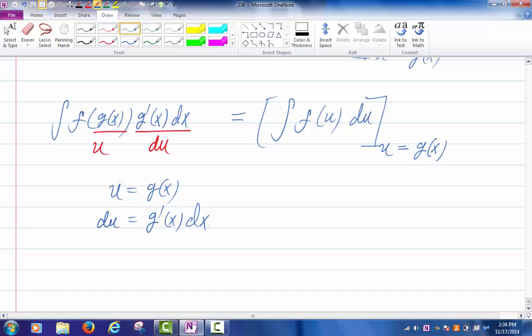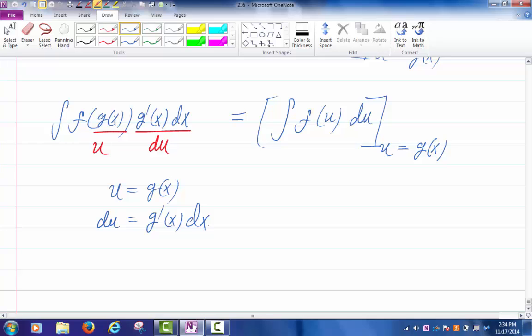But this is exactly how we define differentials, right? If u is g of x, the differential of u is g prime of x dx. So the point is, using the chain rule in reverse comes down to applying differentials.